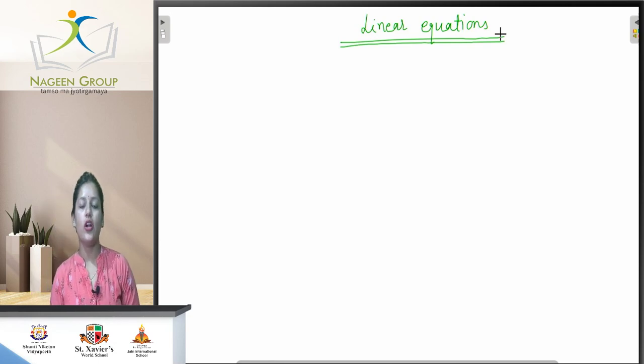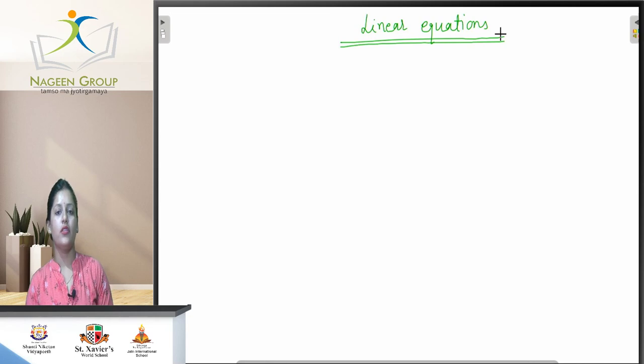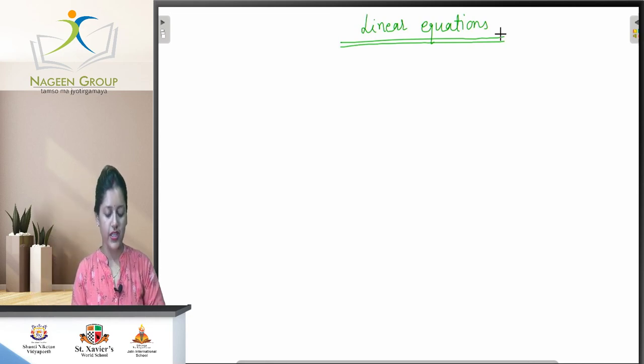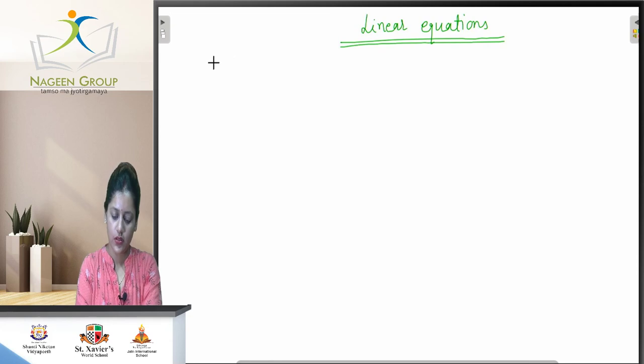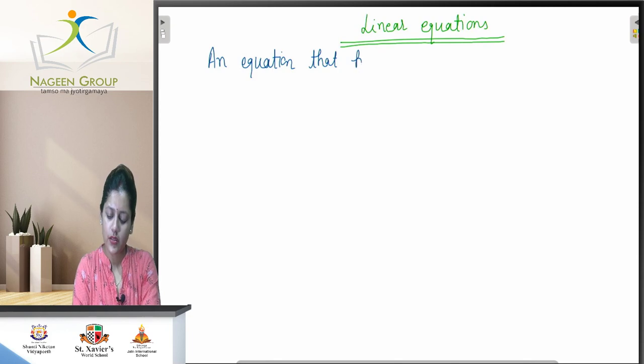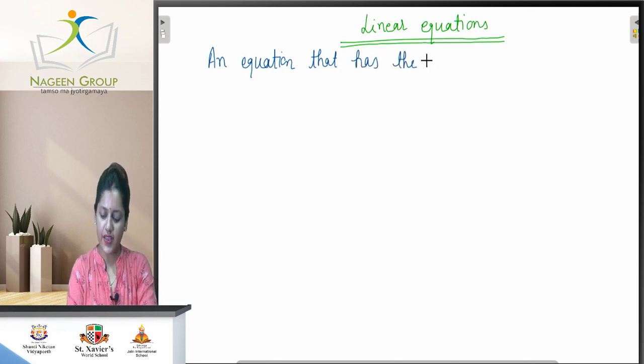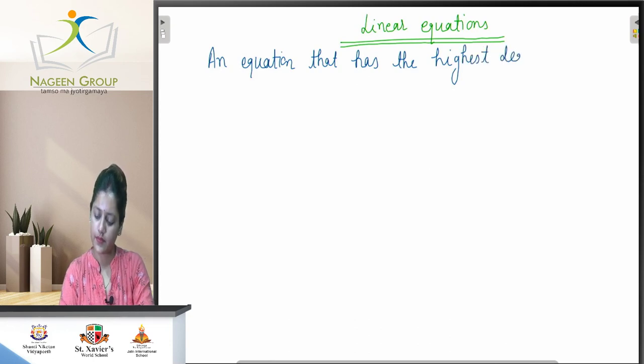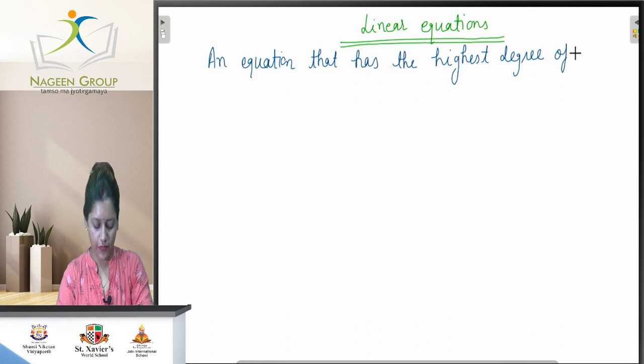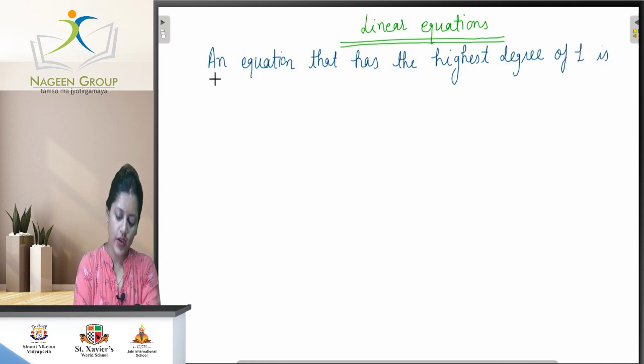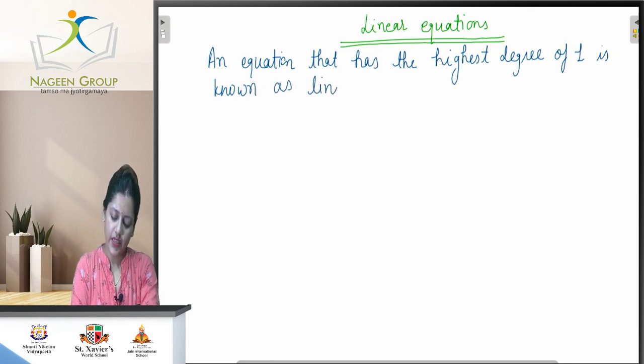So the class is: what is a linear equation. The definition is: an equation that has the highest degree of 1 is known as a linear equation.